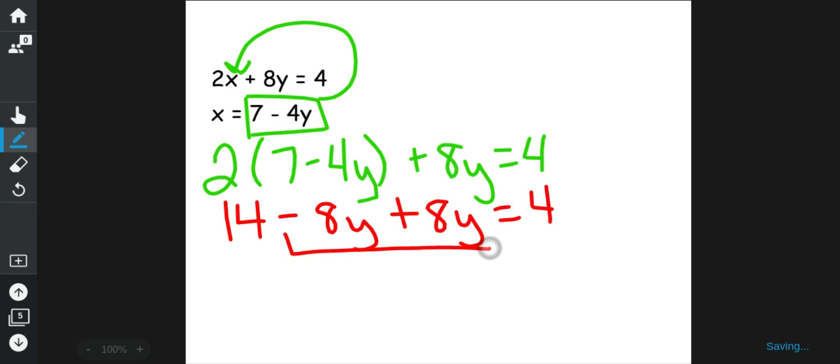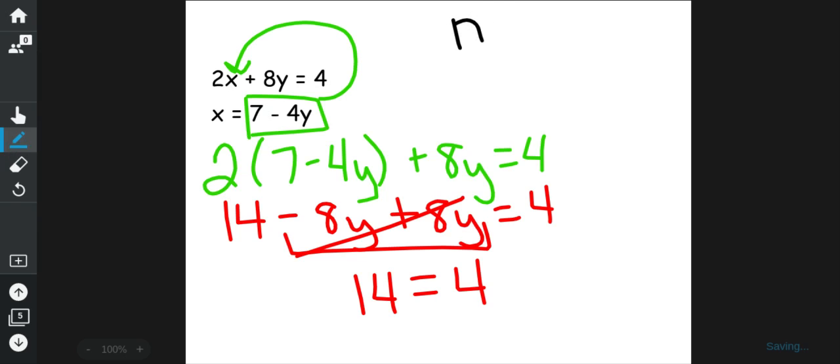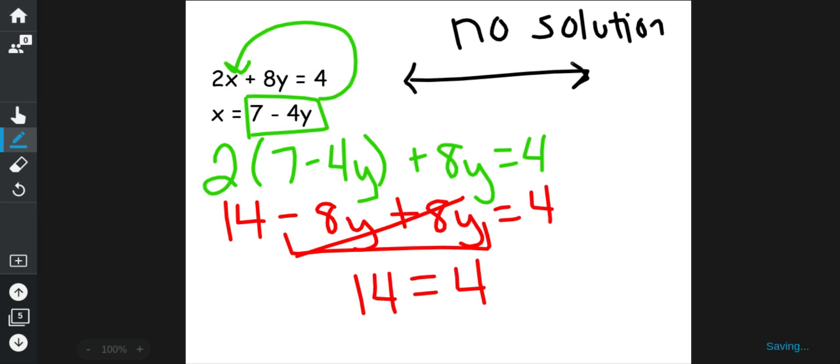When I combine like terms, negative 8 plus 8 is 0. Those actually cancel, and I get 14 equals 4. 14 equals 4 isn't true, so the answer to this one is no solution. When something is no solution, it means that the lines never cross each other. They're parallel lines. They never cross each other. That's why this is no solution.